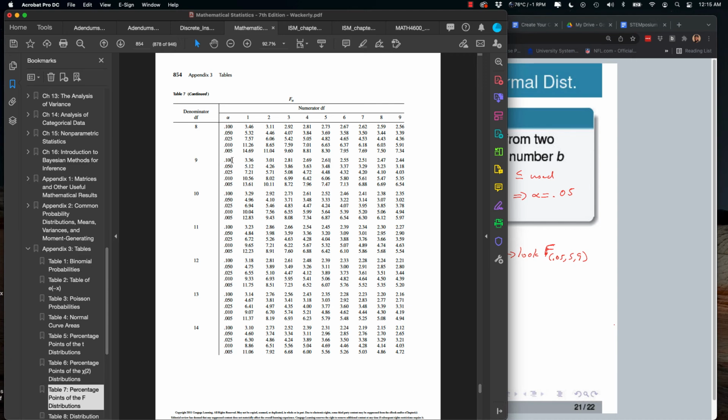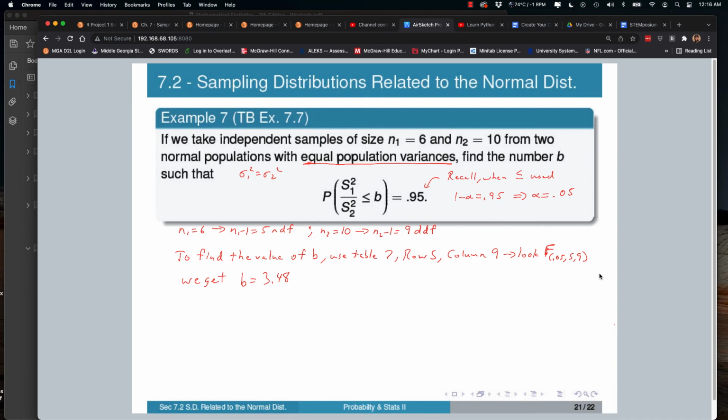If you look right here, it tells you the different alpha values, and the alpha value we were looking for was 0.05 right here. And so if we come down to the 0.05 row in the denominator degrees of freedom 9 section, and come over to 5, we get 3.48. All right. And so we get that B equals 3.48. So we got that from the table. Not too bad. It's not that hard. You just have to be careful with what number you pull, because there's numbers all over the place.